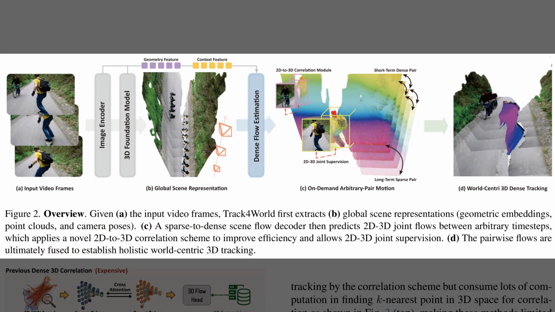Alright, Figure 1 just sketched the general setup, and now Figure 2 walks through the method details step by step. On the far left, the system naturally starts with the input video frames. Moving to the second stage, the model constructs a global scene representation, relying on a 3D foundation model to extract essential geometric features, point clouds, and camera poses. The heavy lifting happens in the third block, which handles dense flow estimation. It uses a sparse to dense decoder to predict motion between arbitrary frames, and introduces a 2D to 3D correlation module that drastically cuts down computational costs by avoiding full 3D spatial searches. Finally, the far right shows how these pairwise flows are fused into continuous, world-centric 3D tracks.